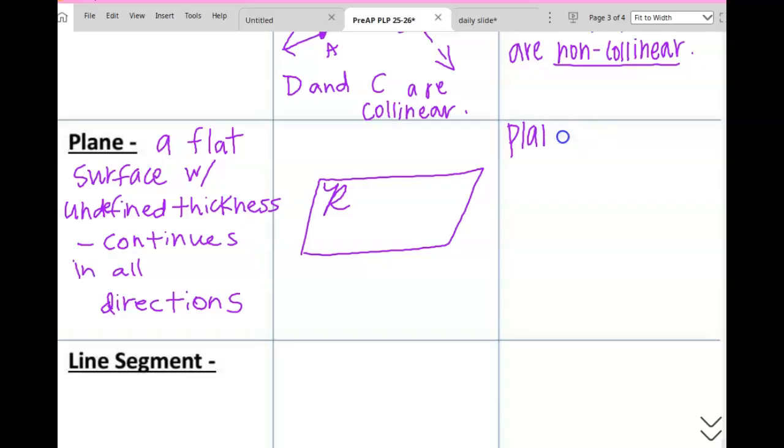What if you just did R, and you just said this? Why would that be wrong? There's no plane. What would that be? A point. A point is just a capital letter, but you have to write the word plane. Okay, very specific. What's the name here?